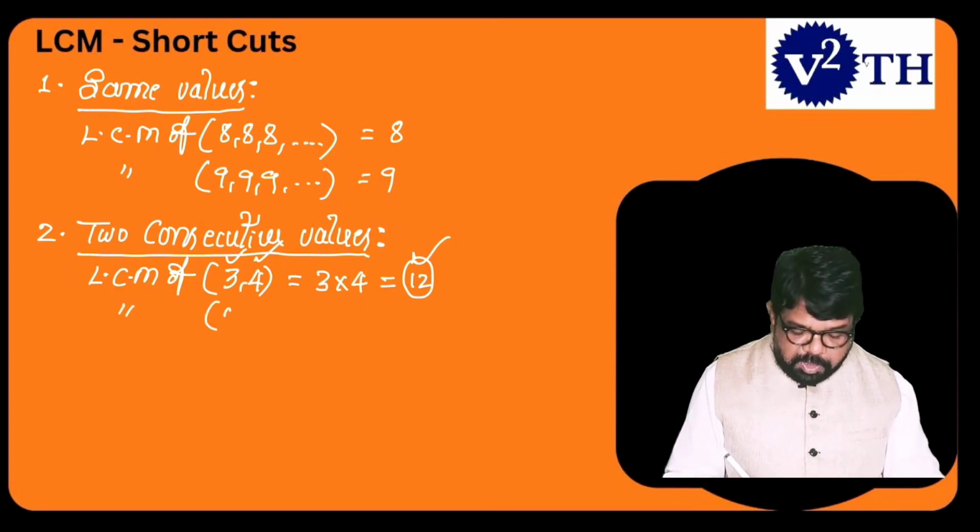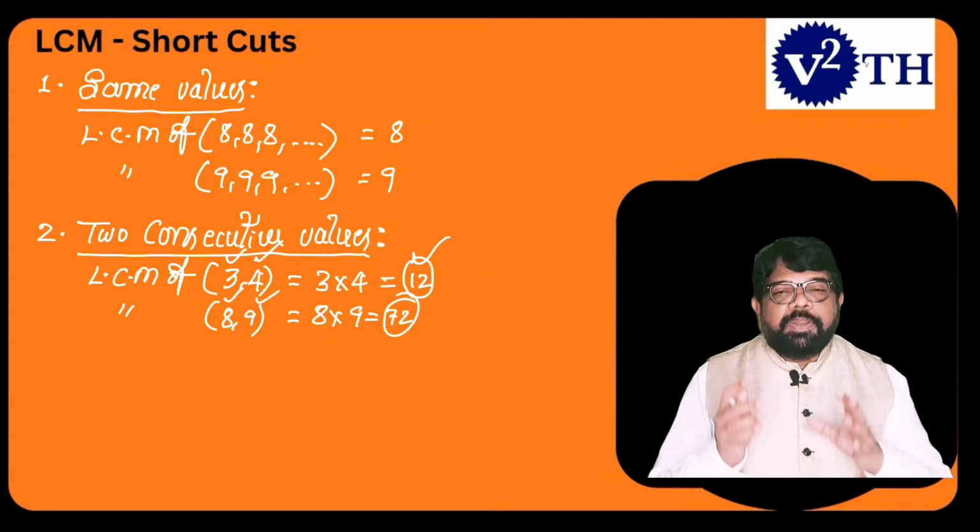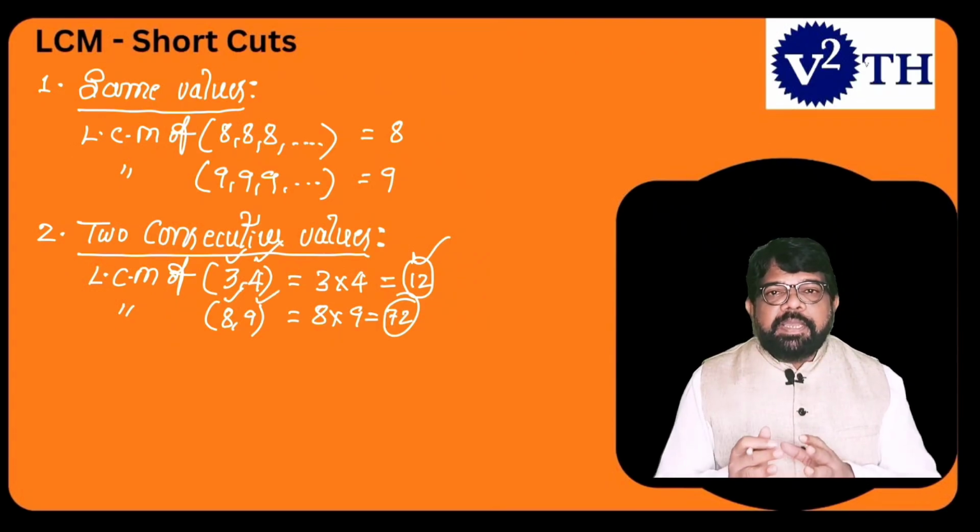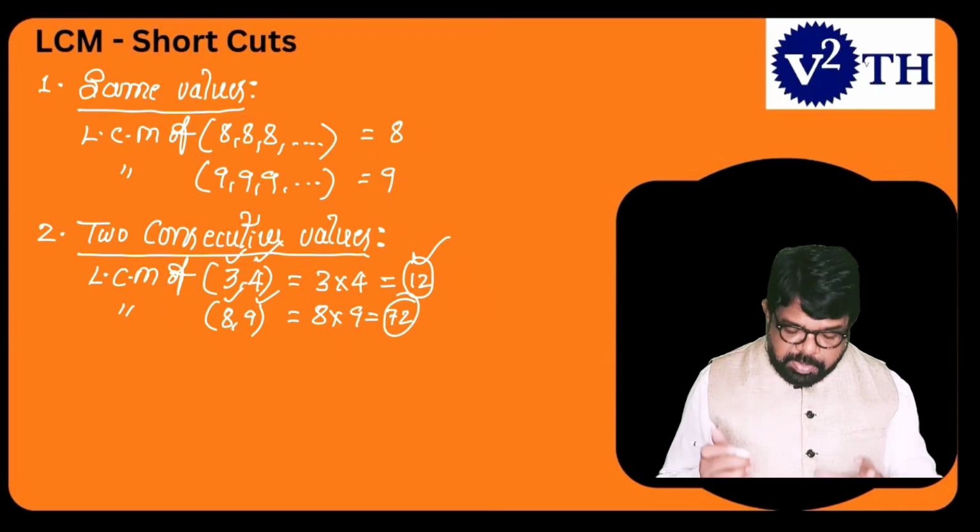Suppose the LCM of 8, 9. What is the LCM of 8, 9? 8 into 9 is 72. 72 is divisible by 8 and divisible by 9. So for any two consecutive values, simply their product gives the LCM; it is not necessary to calculate it otherwise.